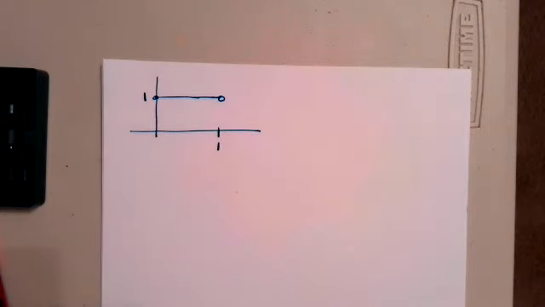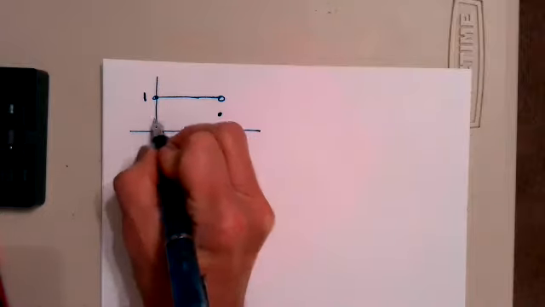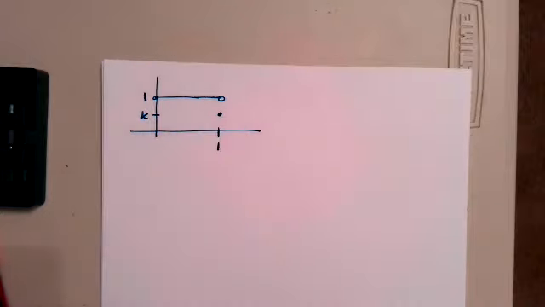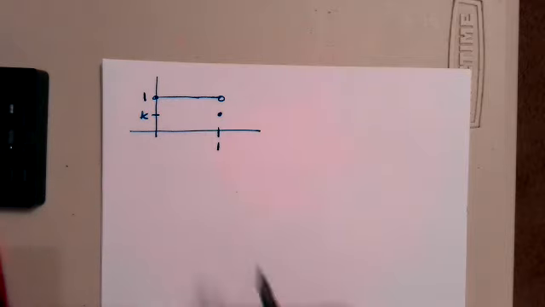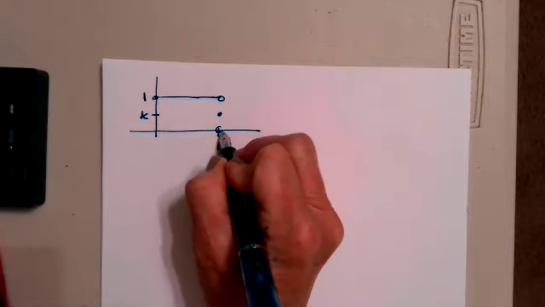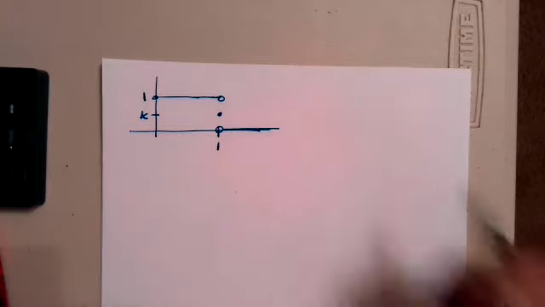And then at 0, let's say it doesn't take the value, it takes any value. Let me call it k. So at t equals 1, it takes the value k. And then for any t greater than that, it takes the value 0.